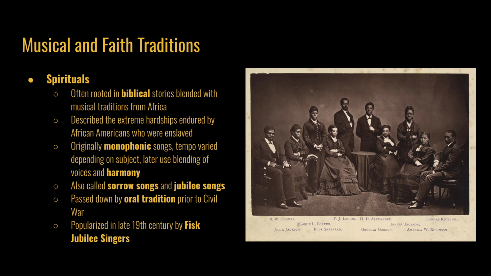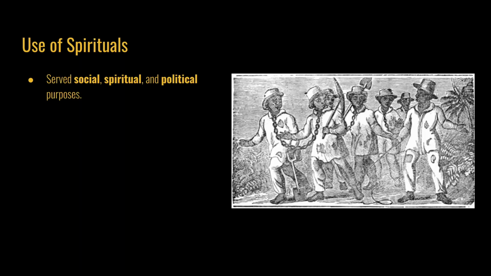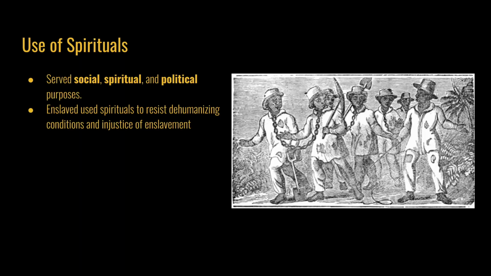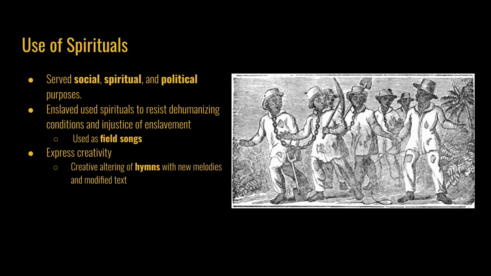singing these spirituals. The Fisk Jubilee Singers were instrumental in bringing spirituals to a wider audience, performing for audiences including Queen Victoria of England. These songs served social, spiritual, and political purposes. Enslaved people used them to resist the dehumanizing conditions and injustices of enslavement. As field songs, they helped people cope with the conditions by expressing themselves. They could also express creativity by altering biblical hymns with new melodies and modifying the text.